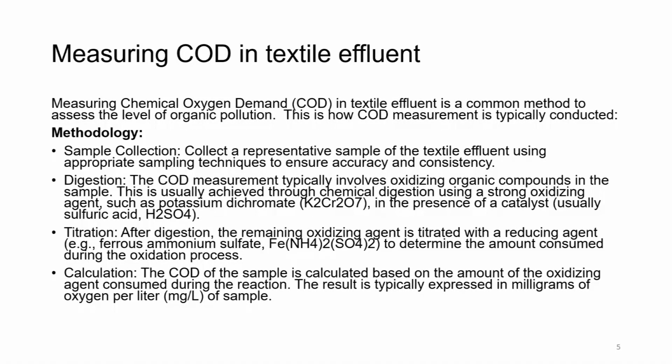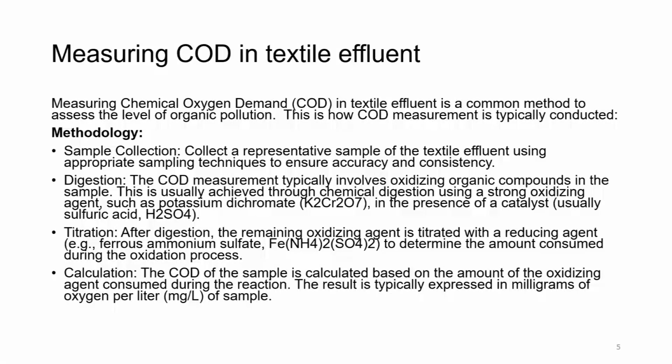Measurement of COD. Although we had covered this in one of the lectures, we will re-look at it. Measurement of chemical oxygen demand in textile effluent is a common method to assess the level of organic pollution, and this is a well established fact by now. This is how COD measurement is typically conducted. Sample collection. Collect a representative sample of the textile effluent using appropriate sampling techniques to ensure accuracy and consistency.